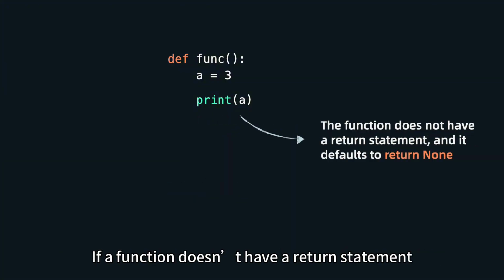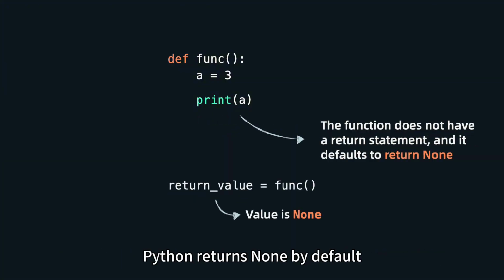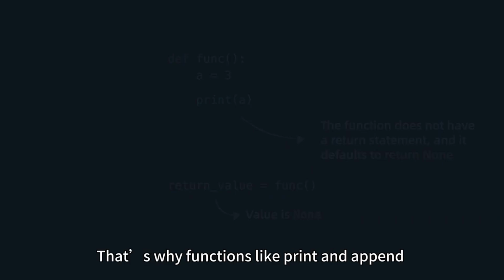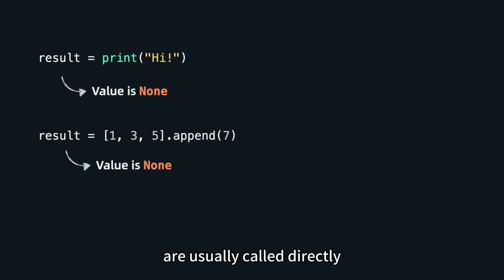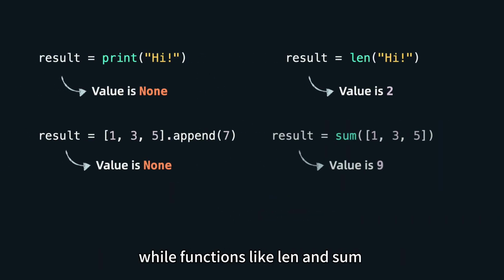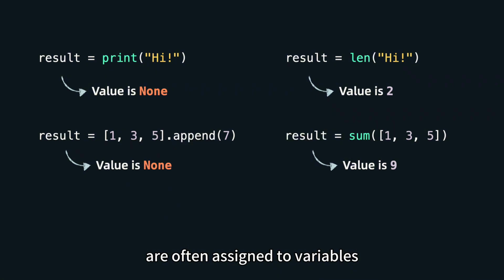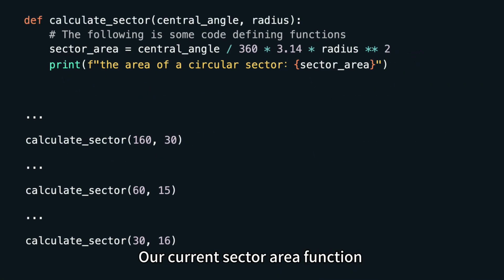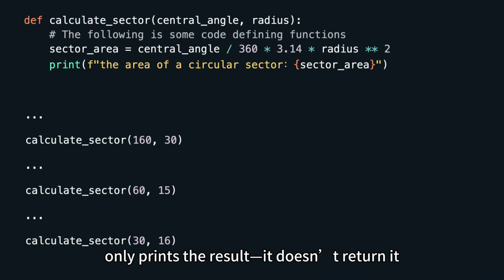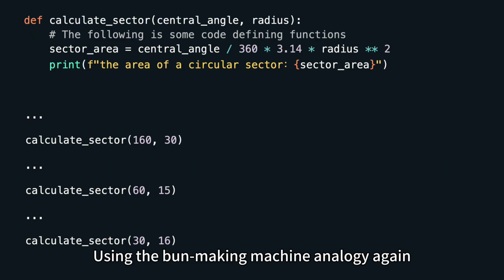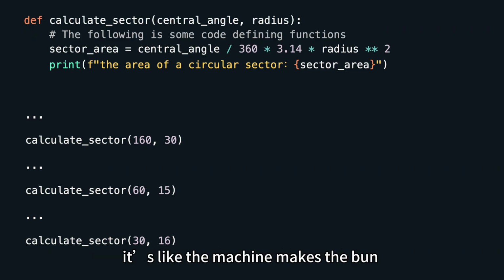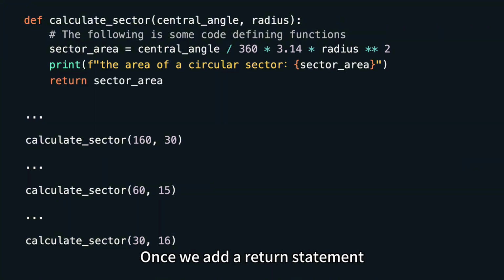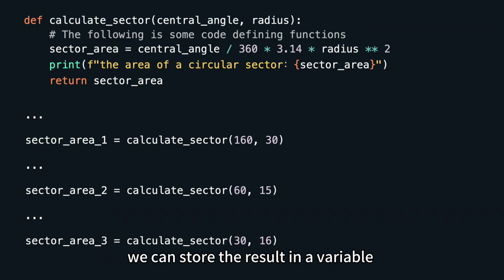If a function doesn't have a return statement, Python returns None by default. That's why functions like print and append are usually called directly, while functions like len and sum are often assigned to variables. Our current sector area function only prints the result, it doesn't return it. Using the bun-making machine analogy again, it's like the machine makes a bun and only tells you what it made, but never hands it back. Once we add a return statement, we can store the result in a variable and use it for further operations.